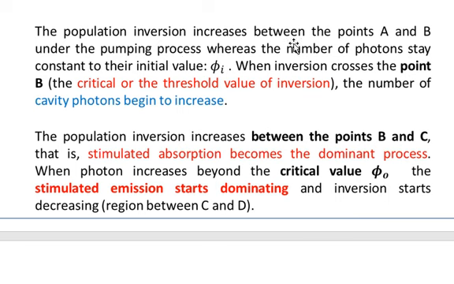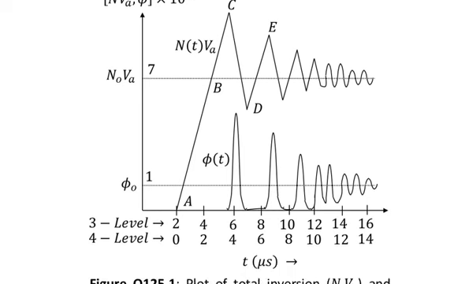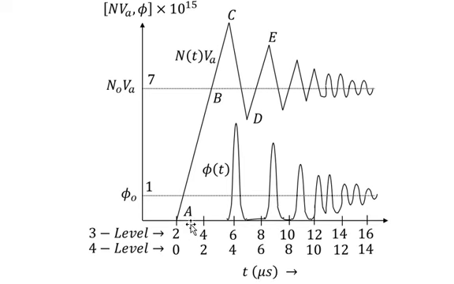The population inversion increases between the points A and B. So let me show you in the graph. The population inversion increases from point A to B. This is the region where the population inversion increases, and it also increases when you go beyond the point B. Up to point C the population inversion will increase, because you see that n of t, n as a function of time, will increase upward. So the population from point A to point C will increase, and of course it also increases from point A to B.